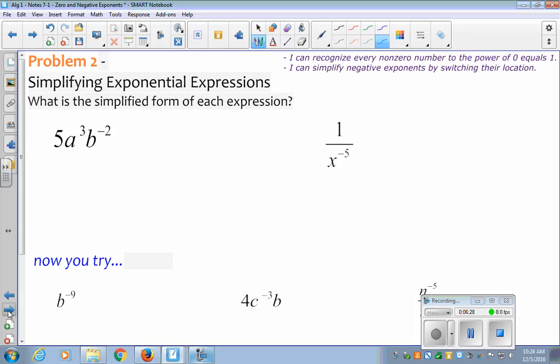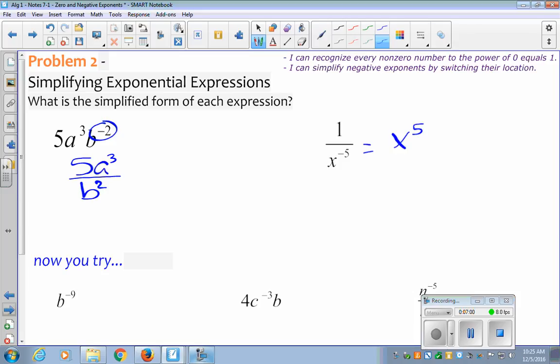So we're going to take our negative exponents and bump them to make them positive. The ones that are already positive just stay where they are. The ones that are negative go down to become positive. If the negative is in the denominator, we bring it up and make it positive. So that is the same as x to the 5th over 1.